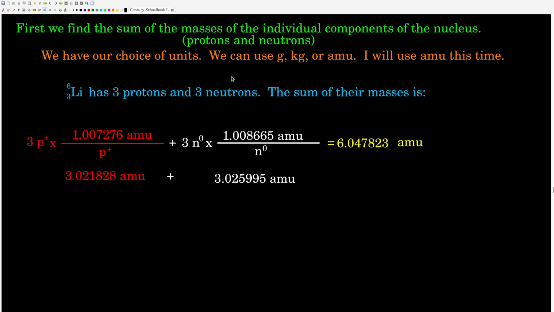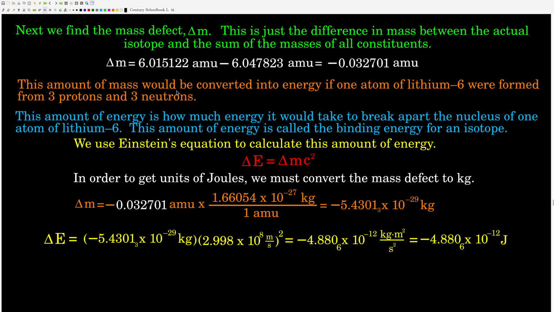So because lithium-6 has 3 protons and 3 neutrons, and I gave you the mass of those 2 subatomic particles on the previous page, I'm going to use the mass in AMUs, the 3 protons at this mass per proton plus the neutrons, and so it's 6.047823 AMUs. All right, so now we're going to look at the mass defect.